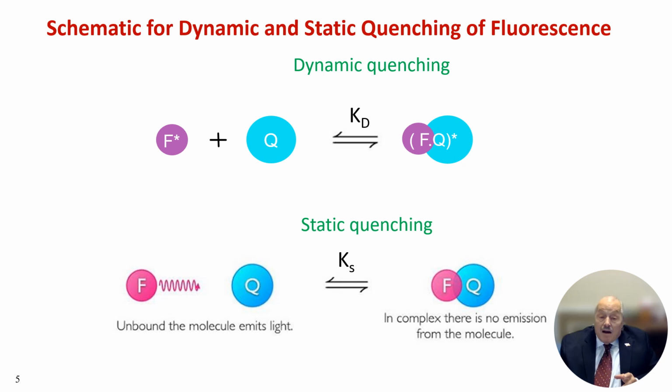Static quenching is different because it depends on a binding affinity between the fluorophore and the quencher. And this is an affinity that persists even after the sample has absorbed some light, and there's no emission from this complex. So this is going to be a case where the fluorophore and the quencher have some natural affinity for one another.